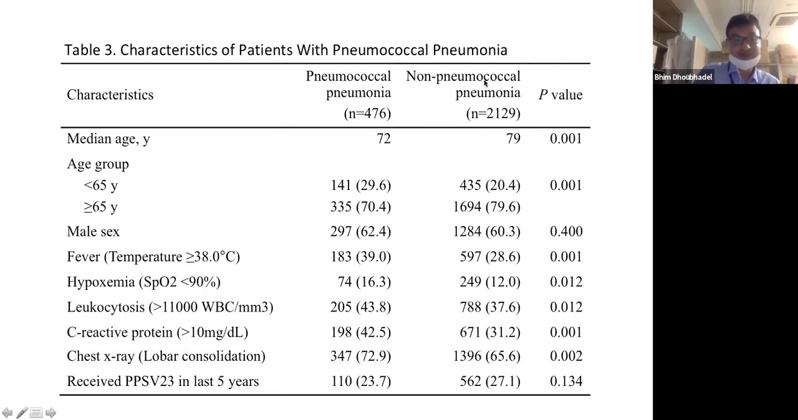So when we compare pneumococcal pneumonia and non-pneumococcal pneumonia, pneumococcal pneumonia tends to be a little bit more prevalent in a younger age, not so much younger, like 72. And if you compare less than 65 or more than 65, the proportion is higher in those less than 65. And for the temperature, you can see pneumococcal pneumonia tends to have fever, hypoxemia, leukocytosis, more C-reactive protein, and more consolidations. And the interesting thing is I couldn't find any significant difference between pneumococcal and non-pneumococcal in terms of the pneumococcal vaccines.